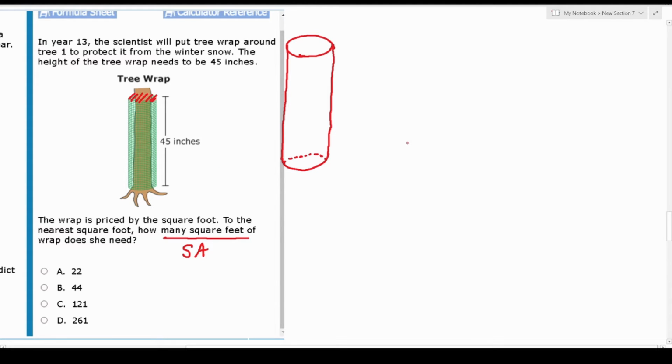So let's go ahead and start labeling what we have on our diagram over here. That way, when we go and work with the surface area formula, we don't have to go back and forth. So again, we know the height of our tree wrap is 45 inches. That said, I'm going to convert inches to feet right now, so that way I get it taken care of and out of the way.